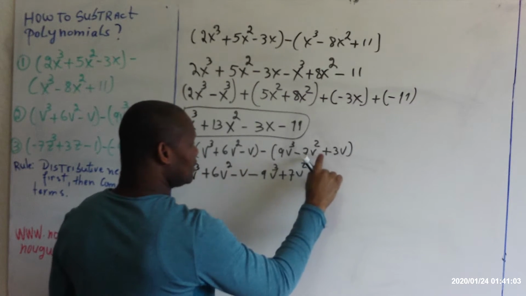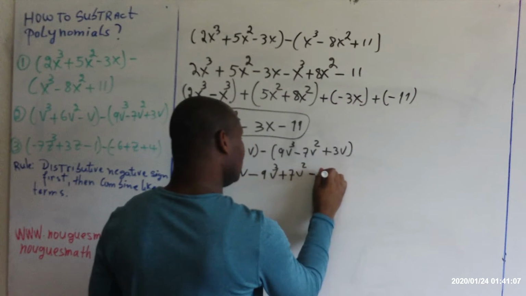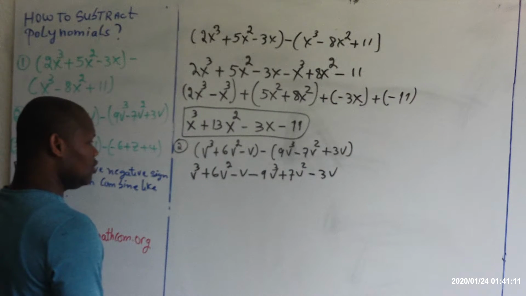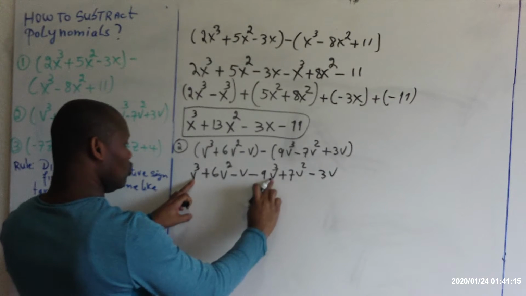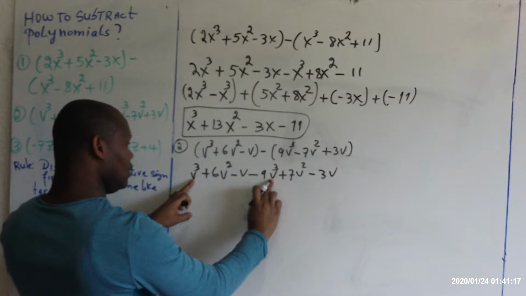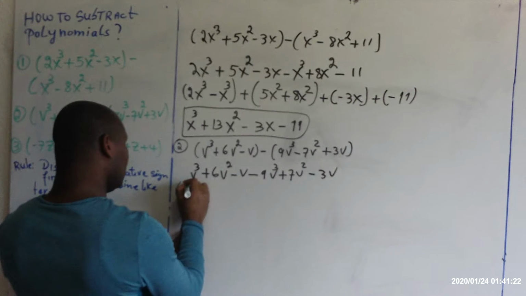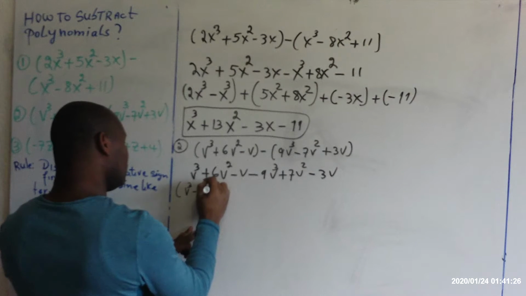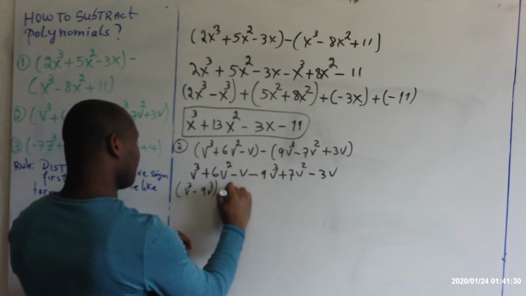Negative sign times positive 3v, that's going to be negative 3v. Okay? Now, what we're going to do, combine like terms. We have v to the 3, another negative 9v to the 3. We're going to combine them. So, it's going to be v to the 3 minus 9v to the 3. Okay, so done with that.